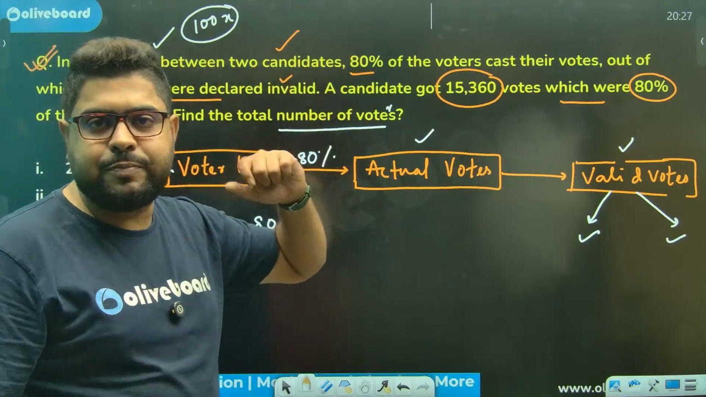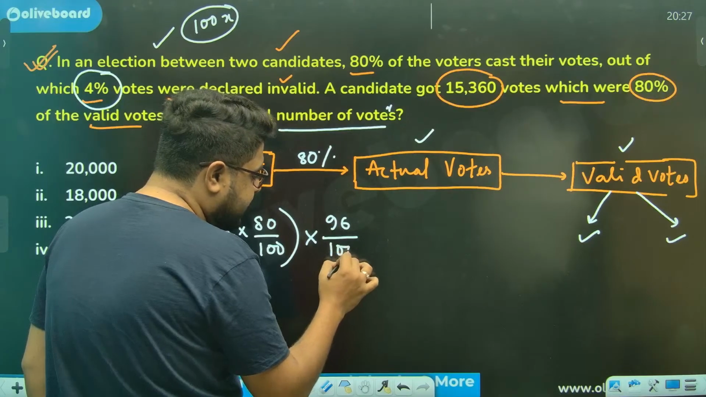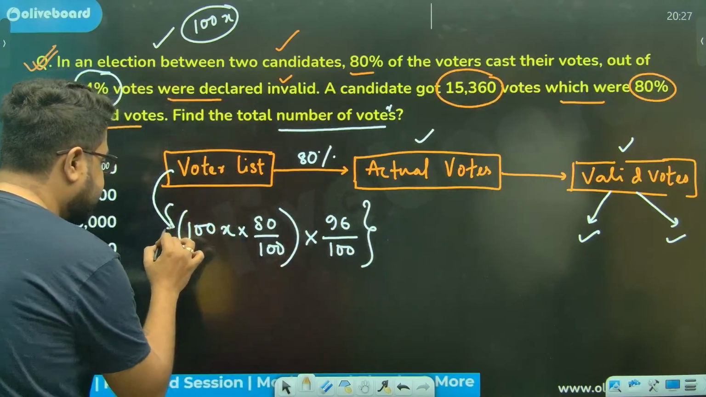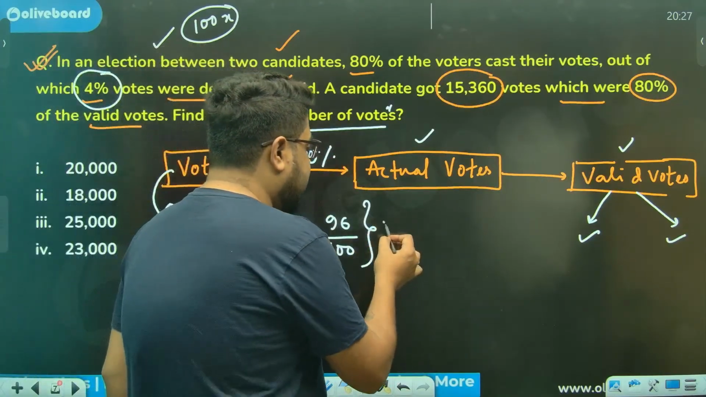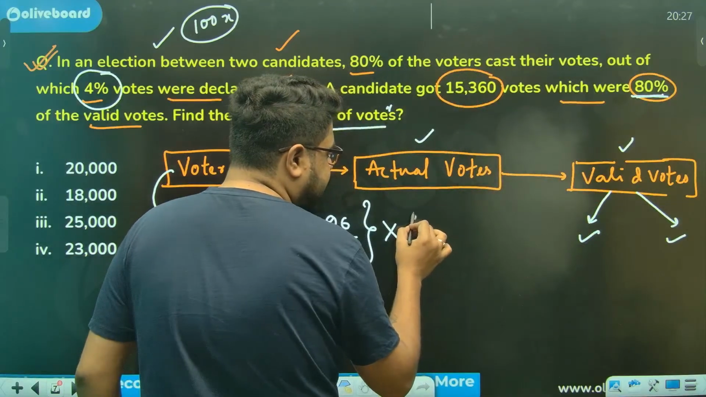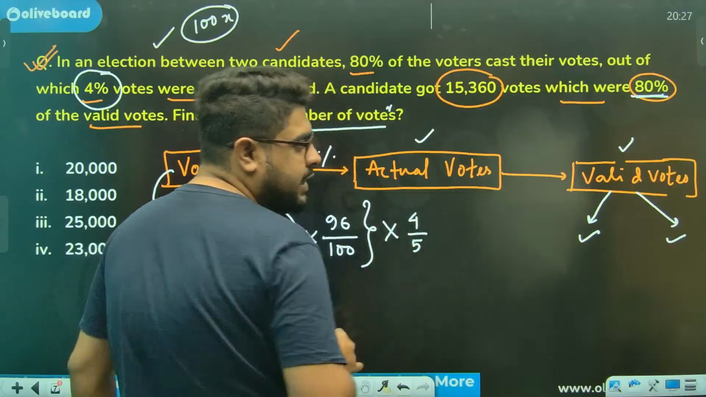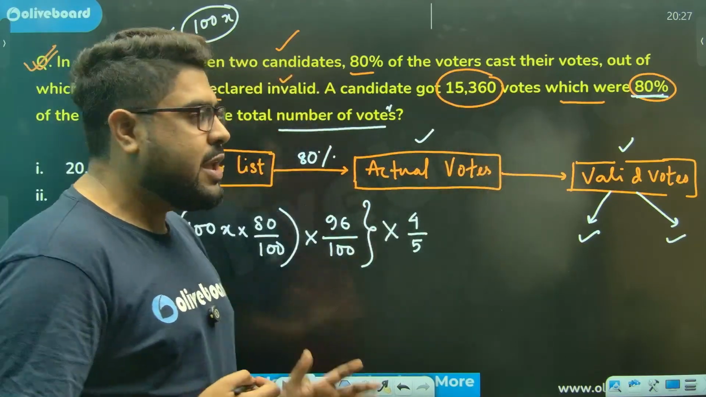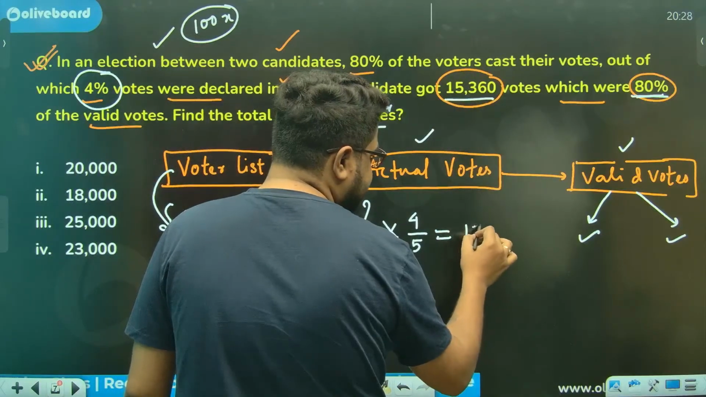4% were invalid, so valid votes are 96%. 96 by 100, so this is the valid vote, sir. Now out of these valid votes, the winner got 80%. Is it okay if I just write 4 by 5? We'll understand 80% in fraction form is 4 by 5. That is equal to, sir, the given votes.